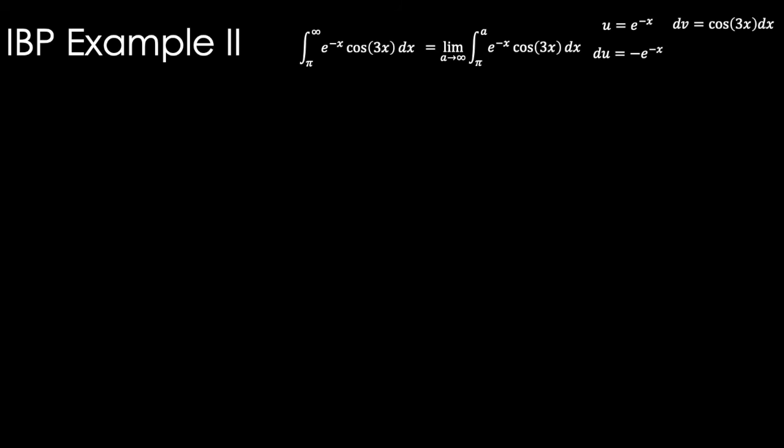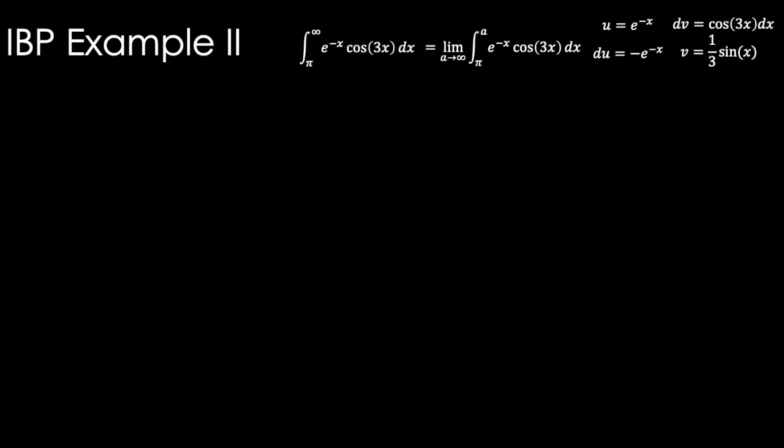Let's now consider another example. The following function, being an improper integral, we have to apply the limit rule again. And now we're ready to run through the IBP process, taking u as e to the negative x, with its derivative being this, and dv as cosine 3x, with its integral being this.